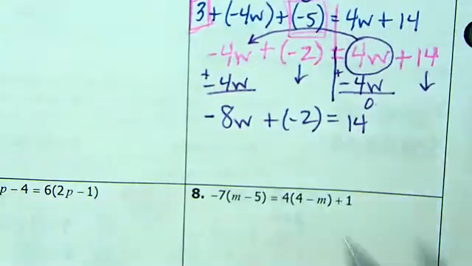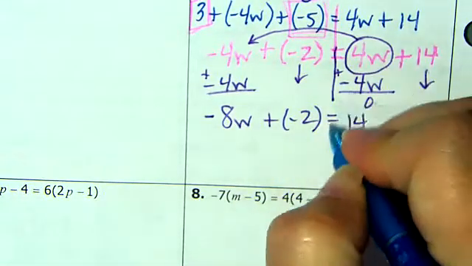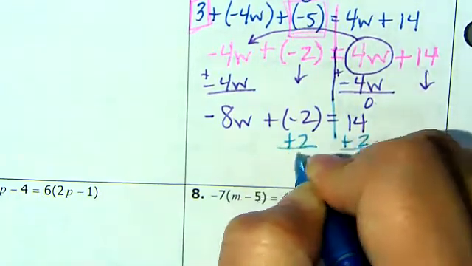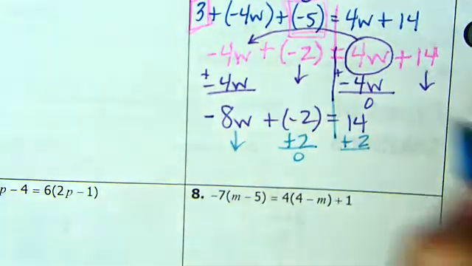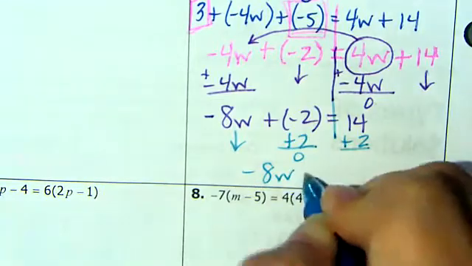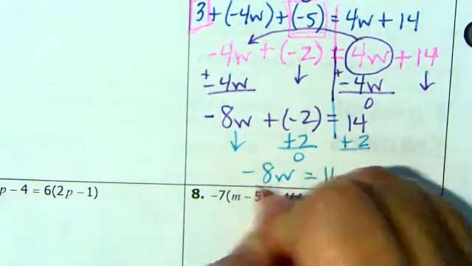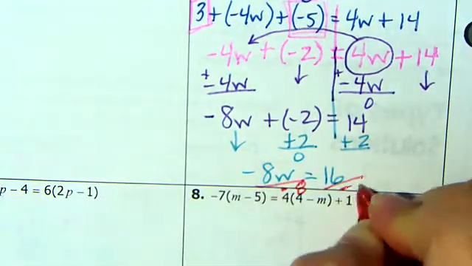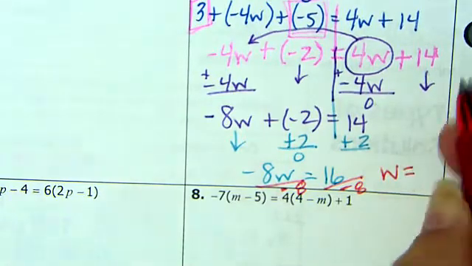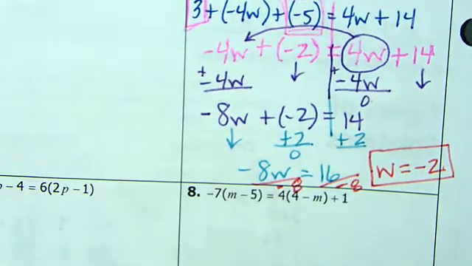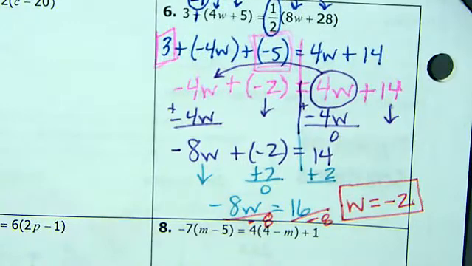And now I continue to solve. That's a -2. I need to get it to 0. So I'm going to add 2 to both sides because now this equals 0. Bring down the rest. So I have -8w equals 16. And now I divide by -8 on both sides, and I get w equals -2 as my final answer. And since it's one solution, I can plug it in and check. When it's no solution or infinitely many, you can't check. All right, here we go.